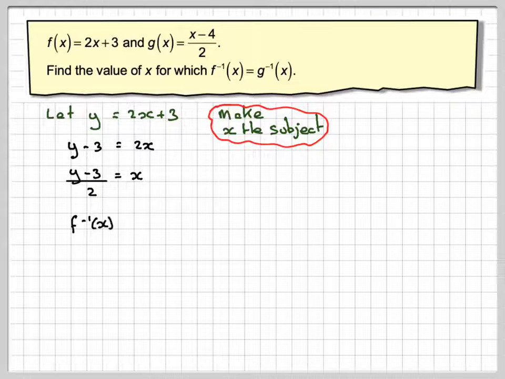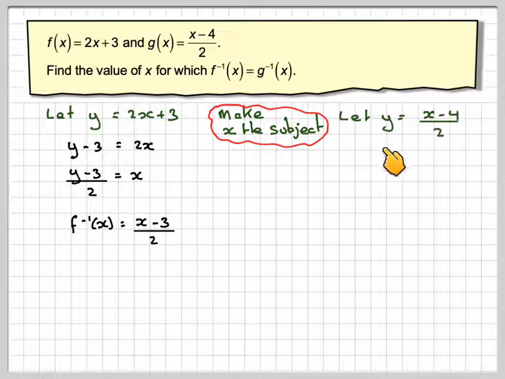Now we interchange the x and y's, and the x becomes f to the minus 1 of x, which means the inverse function. And you change that y there to an x, so it becomes (x minus 3) over 2.